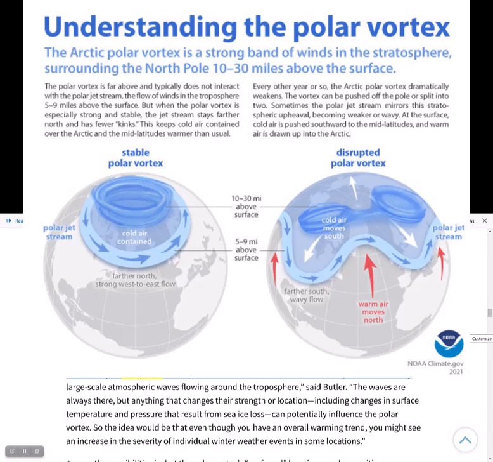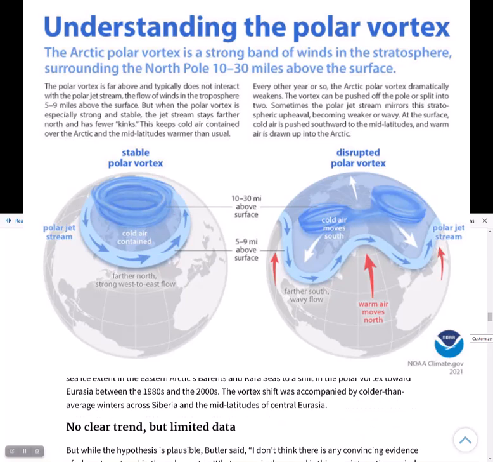For example, disruptions of the polar vortex occur when the vortex is bumped from below by large-scale atmospheric waves flowing around the troposphere, said Butler. The waves are always there, but anything that changes their strength or location, including changes in surface temperature and pressure that result from sea ice loss, can potentially influence the polar vortex. So the idea would be that even though you have an overall warming trend, you might see an increase in the severity of individual winter weather events in some locations.